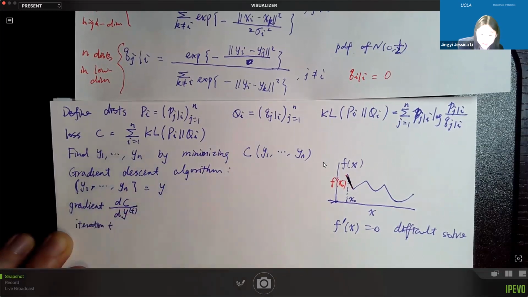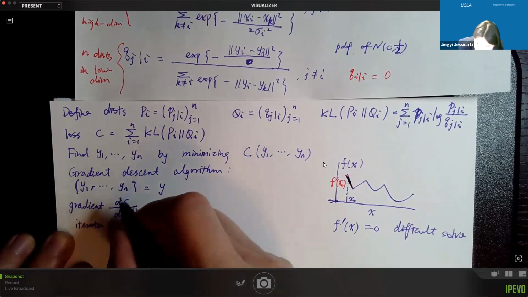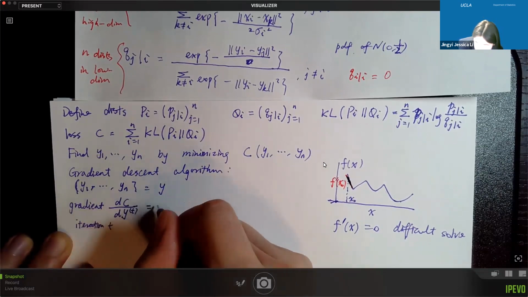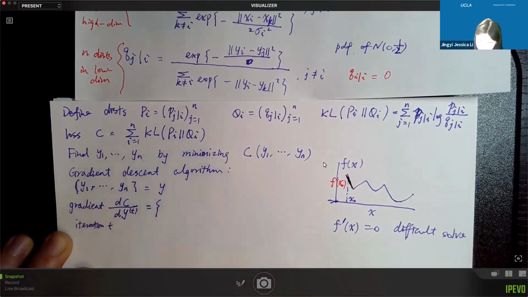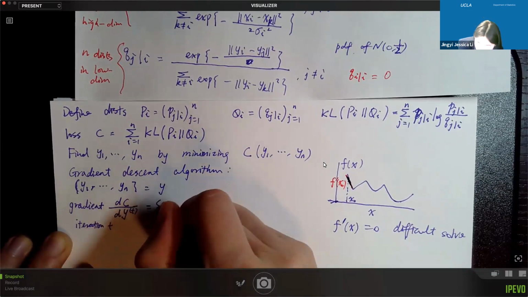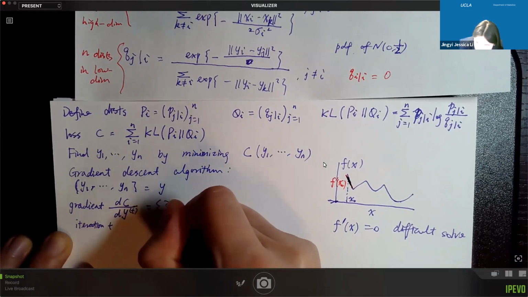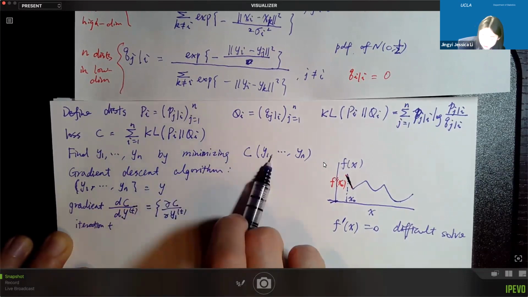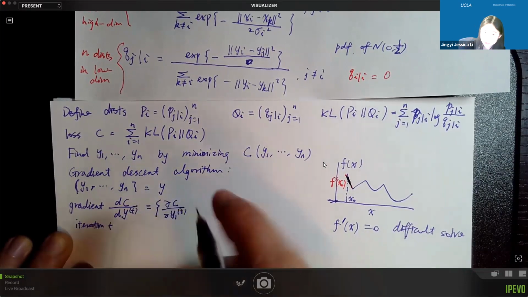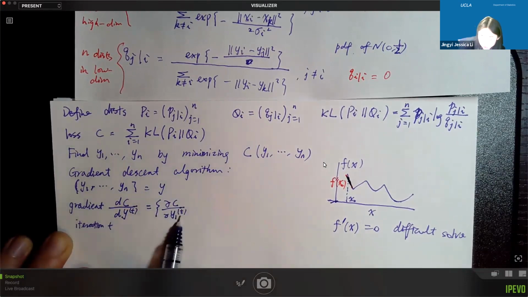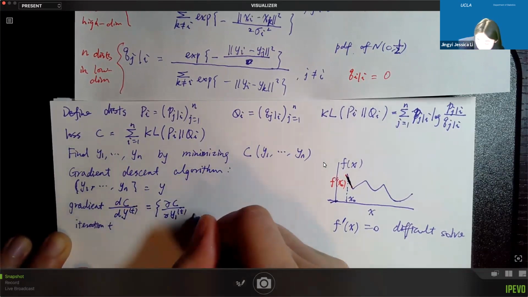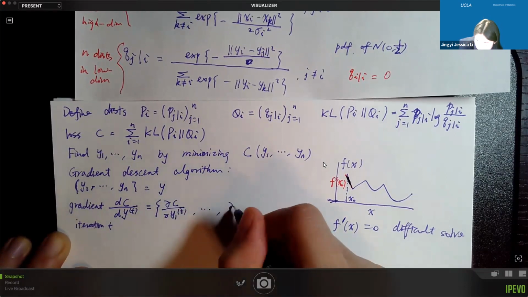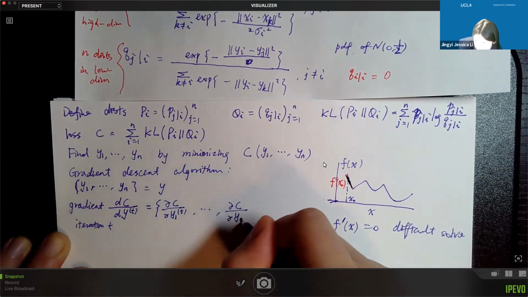So this is actually equal to, the gradient becomes a set itself as well. It's partial c, partial y1t. For the first data point, I want to know how much I should go, or what changes I should have given its current value, to partial c, partial y, and t.